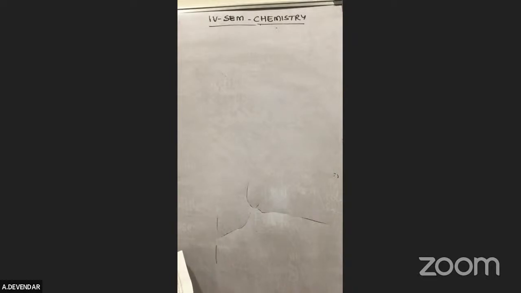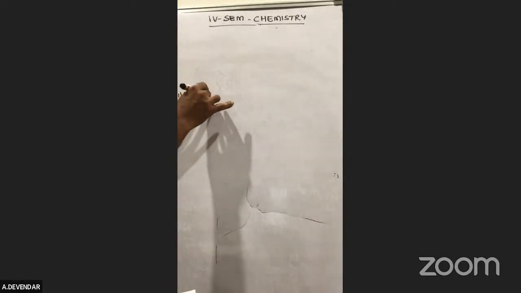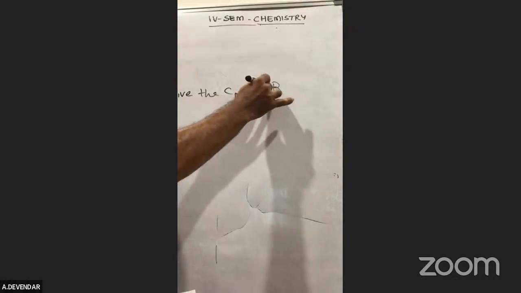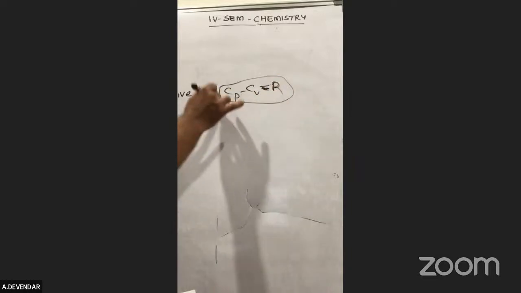Page number 195. Application of the first law of thermodynamics: you can derive Cp minus Cv is equal to R. Cp minus Cv, every time. Derive Cp minus Cv is equal to R, the universal gas constant. That question will appear in the examination.